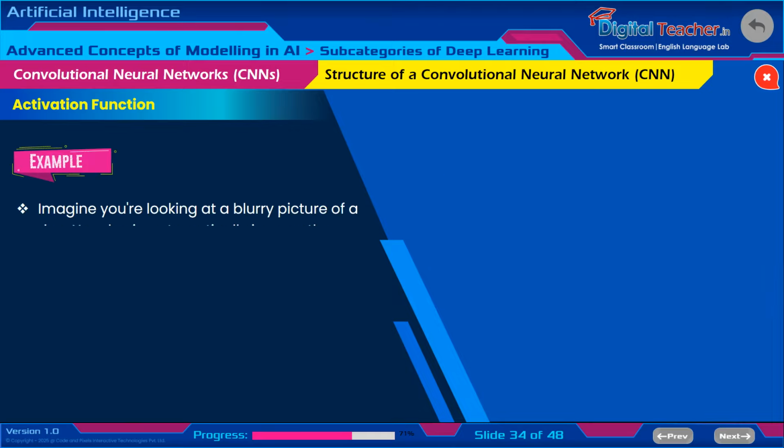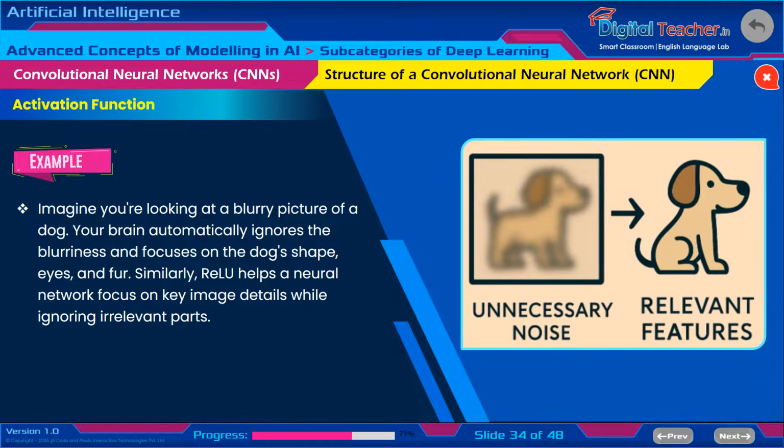Example: imagine you are looking at a blurry picture of a dog. Your brain automatically ignores the blurriness and focuses on the dog's shape, eyes, and fur. Similarly, rectified linear unit helps a neural network focus on key image details while ignoring irrelevant parts.